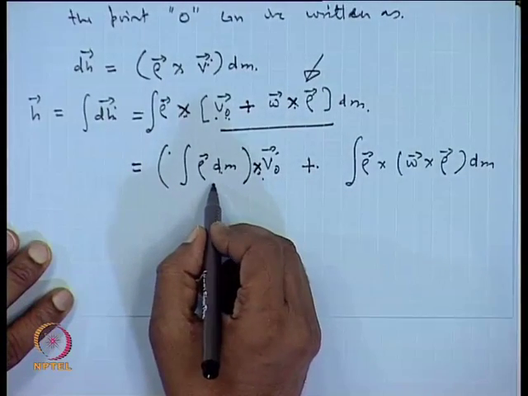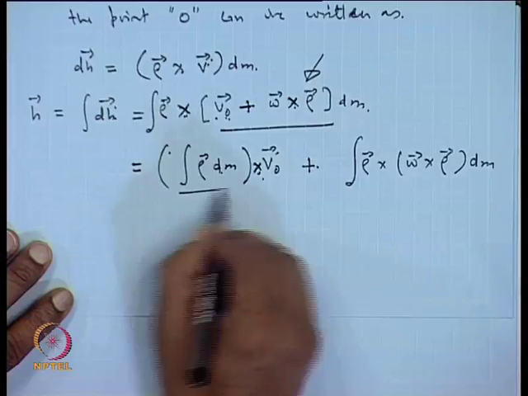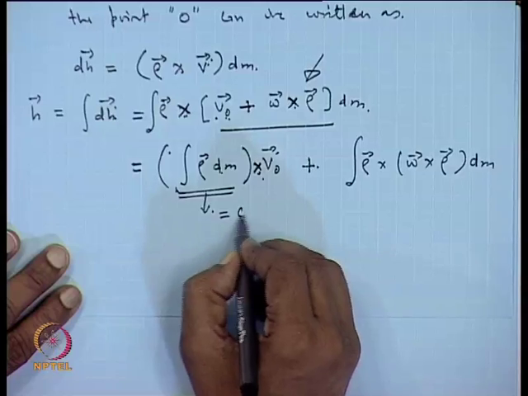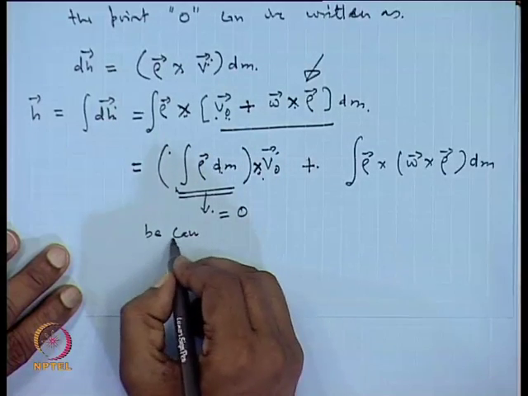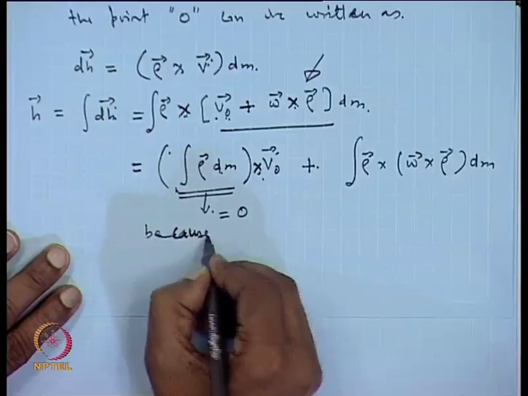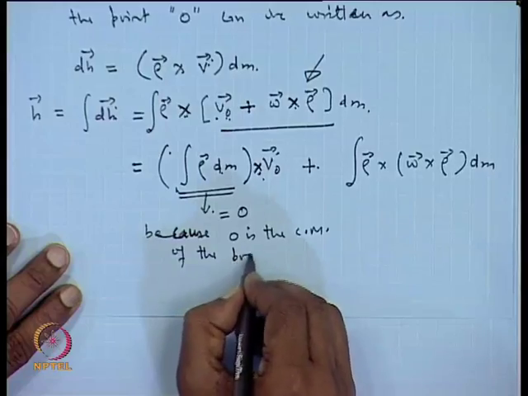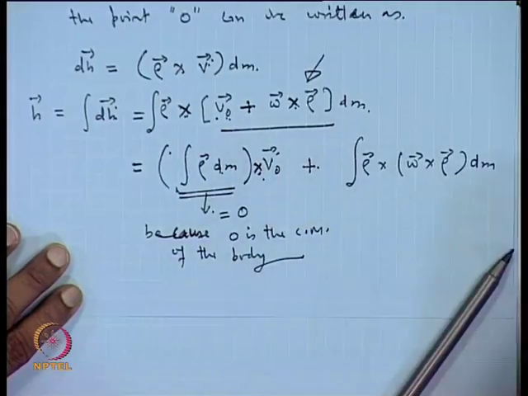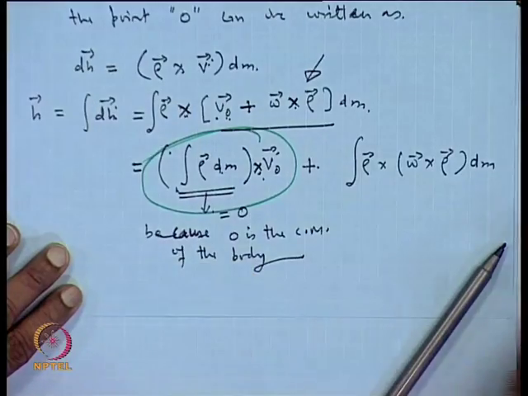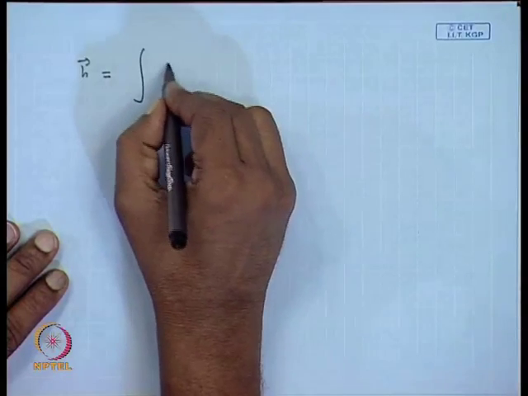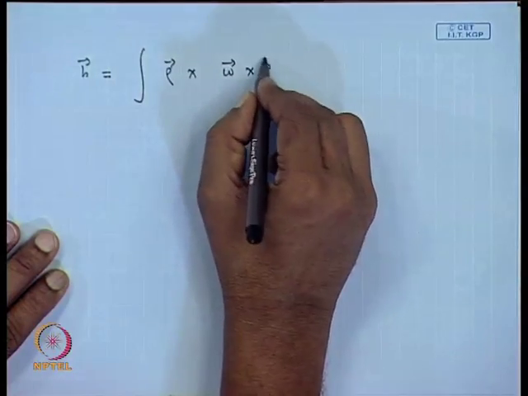So, now if O is the center of mass, this integral will vanish. So, this quantity is equal to 0, because O is the center of mass of the body. So, this quantity as a whole is not contributing to the angular momentum of the body. So, what we are left with is H equal to rho cross omega cross rho.